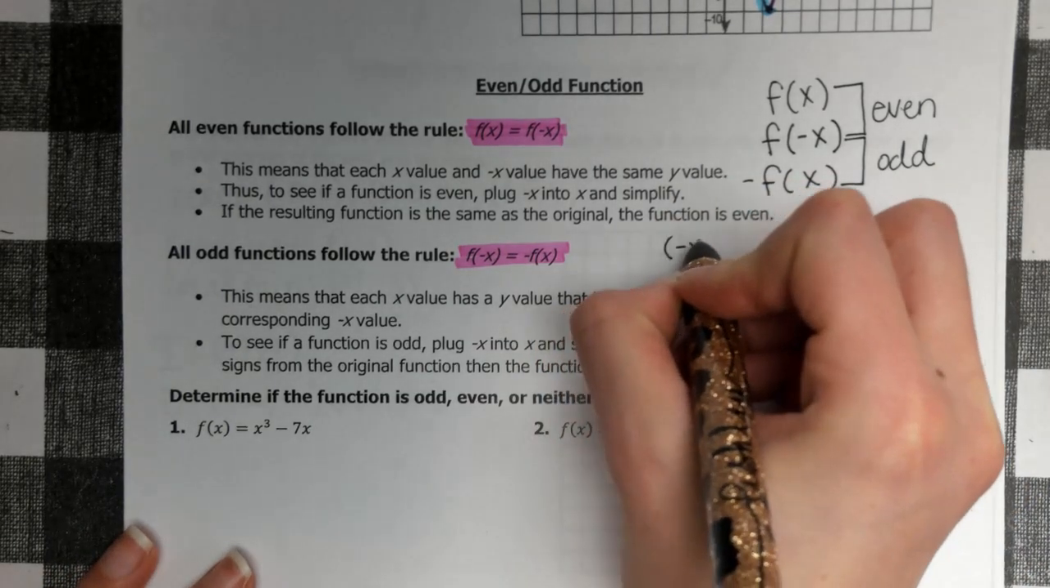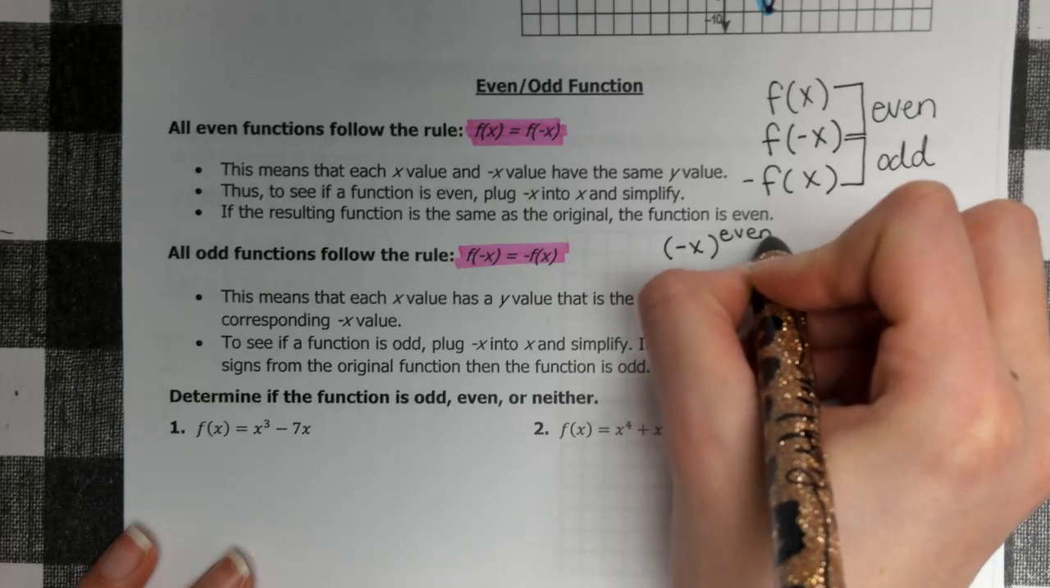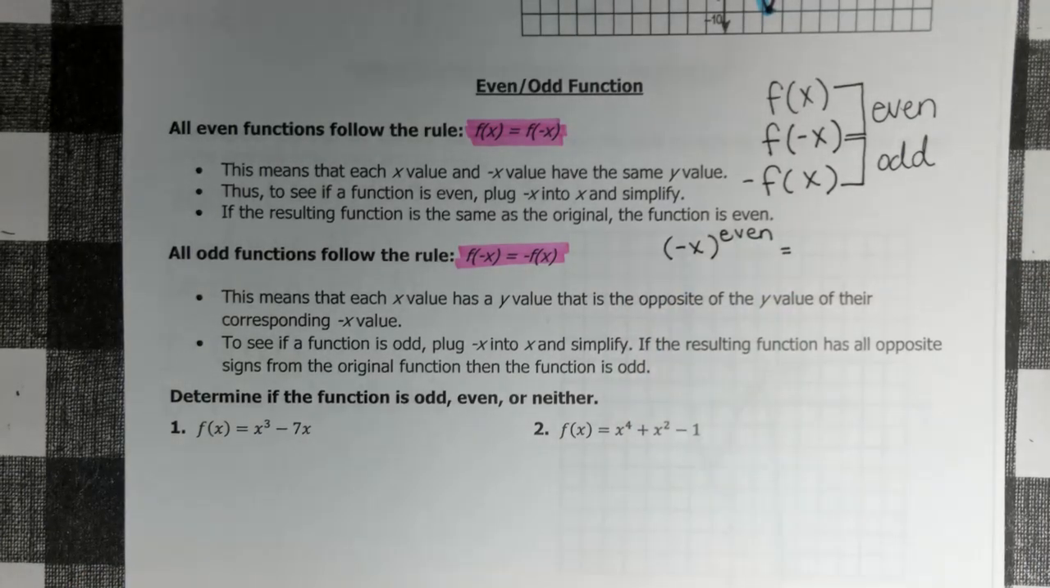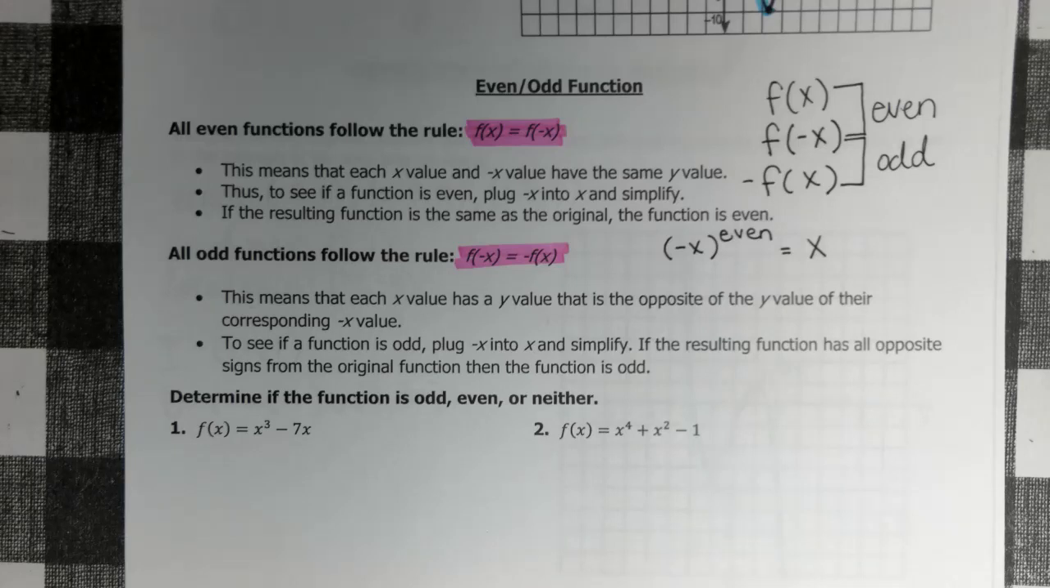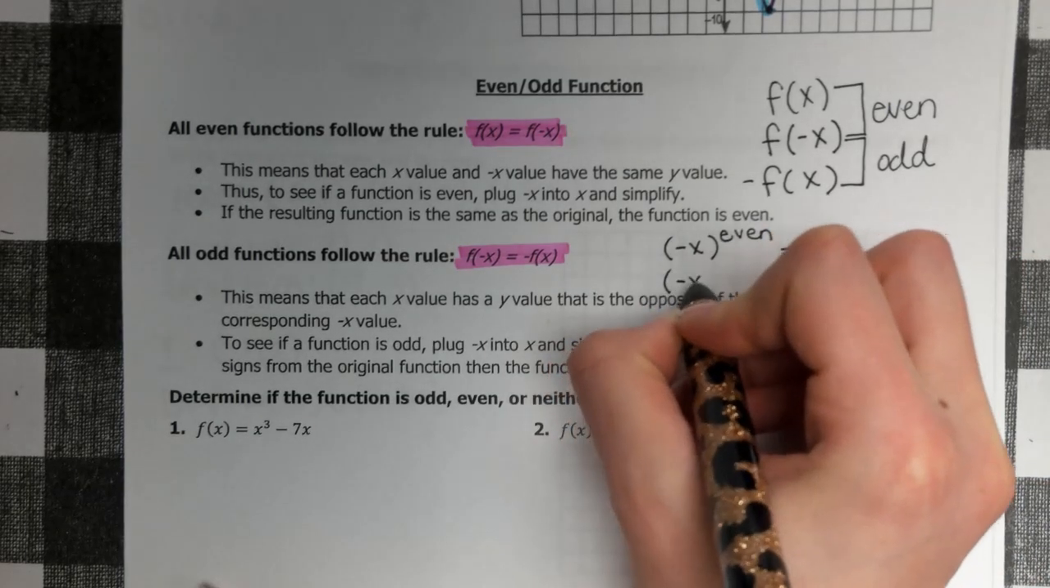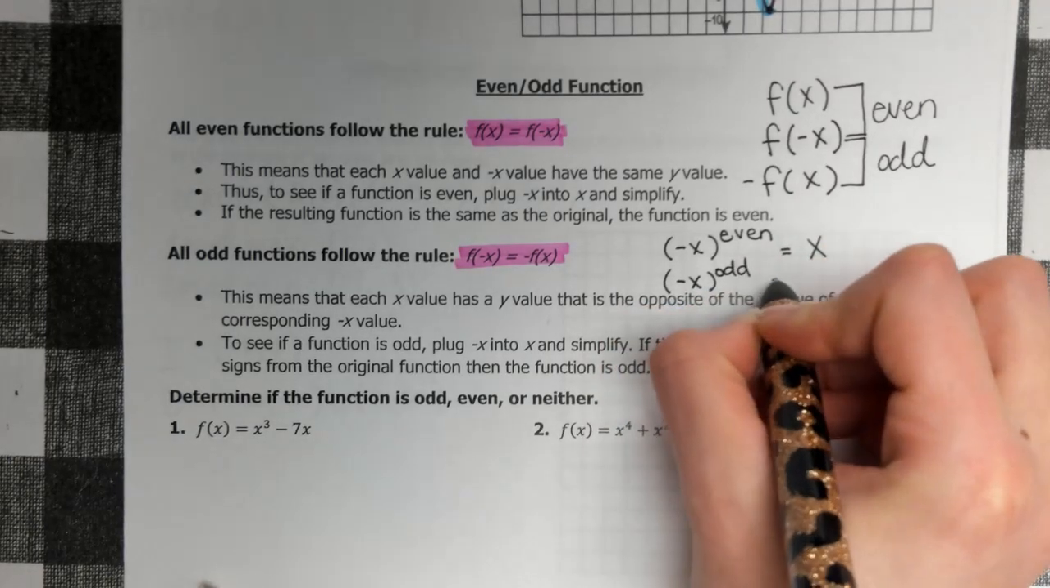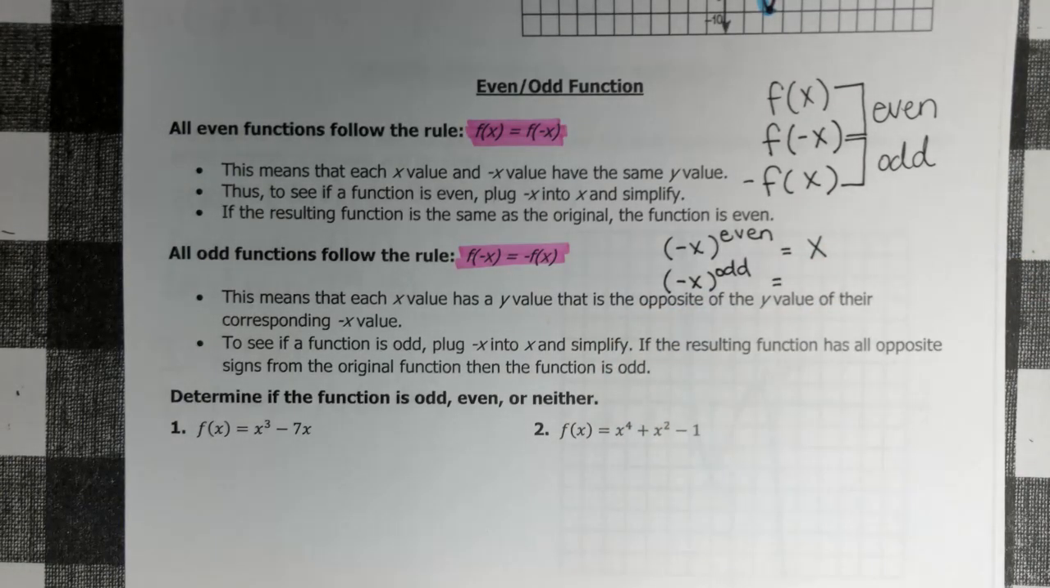But what I do want to tell you is when we do our negative x, if I take negative x and raise it to an even exponent, so think of any negative number raised to an even. So negative 2 squared. Does that give me a positive or negative number? Positive. So any negative raised to an even exponent will be a positive x. If I take a negative and raise it to an odd, so think about negative 2 raised to the third power, that would be negative 8. So that would give me a negative value.